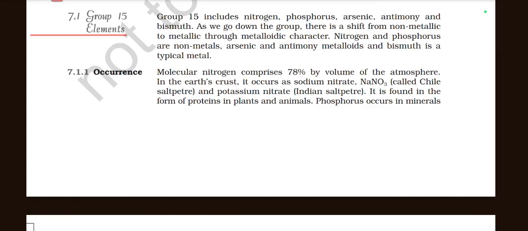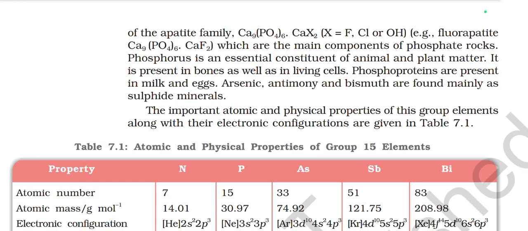Phosphorus occurs in minerals of apatite family, which are the main components of phosphate rocks. Phosphorus is an essential constituent of animals and plants matter. It is present in bones as well as living cells. Phosphoproteins are present in milk and eggs. Arsenic, antimony, and bismuth are found as sulfide minerals.